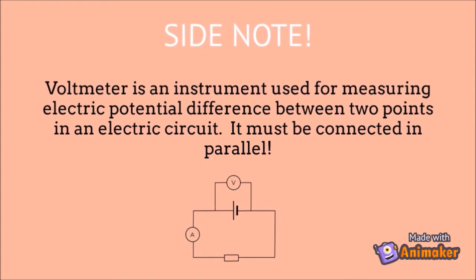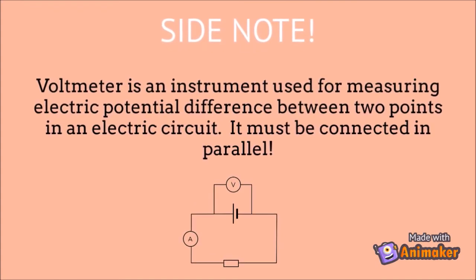Here's a side note for you. Voltmeter is an instrument used for measuring electrical potential difference between 2 points in an electric circuit. It must be connected in parallel.